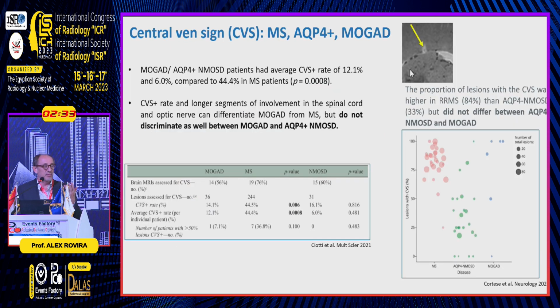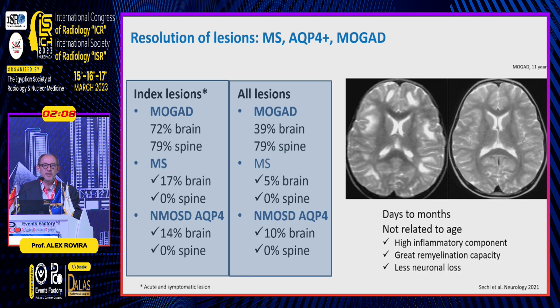And the central vein, we are discussing this again. This is a nice example. This is a lesion in the periventricular white matter with a black dot inside, indicating a vein. It's very common to see the central vein in more than 40 or even 50% of all the lesions that we see on T2 in MS, while this is very uncommon in the other conditions. So in difficult cases, use the central vein in order to make a correct differential diagnosis.